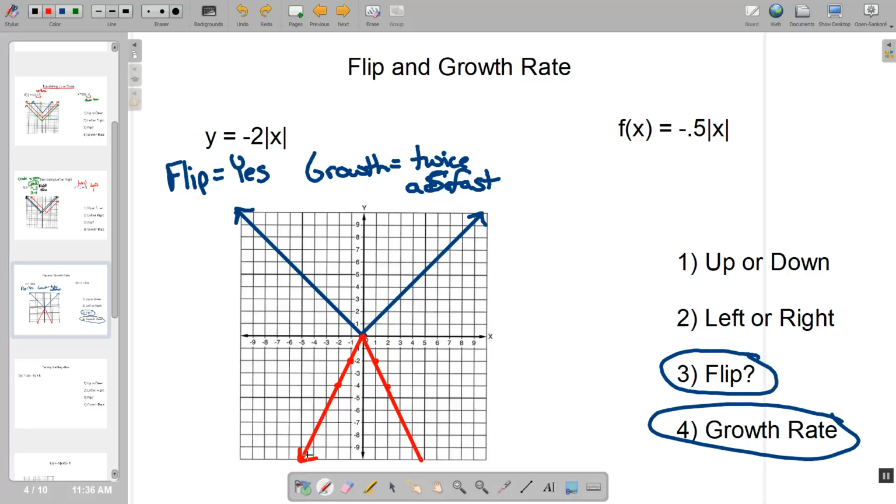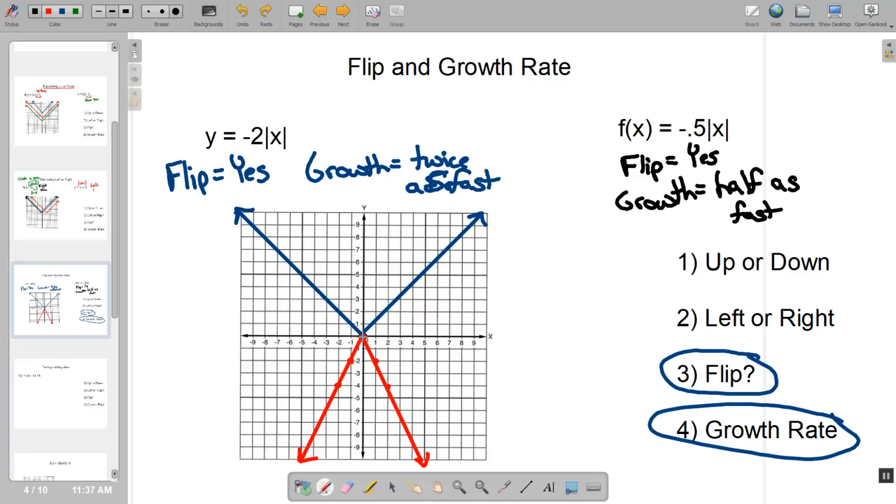Okay? So let's look at the one on the left. For this one, let's do it in black. Negative in front, so the flip is a yes. And for our growth rate, we have 5/10, or a half, which means the growth is half as fast. Now, because it grows half as fast, it's going to make it wider because it's growing slower.